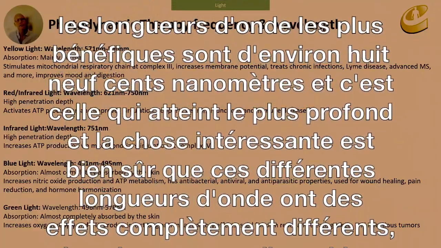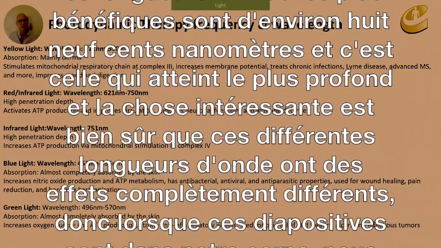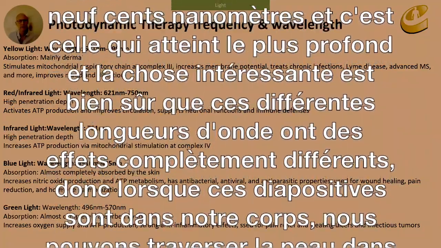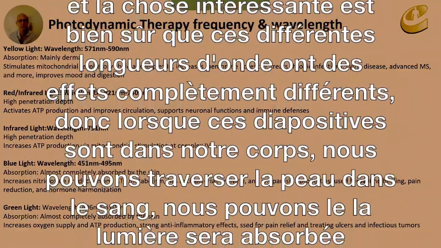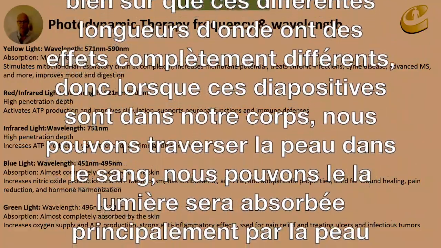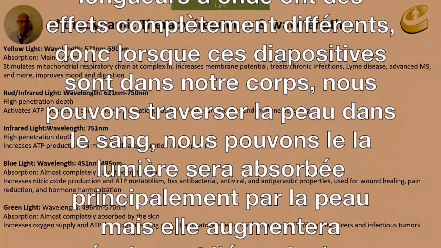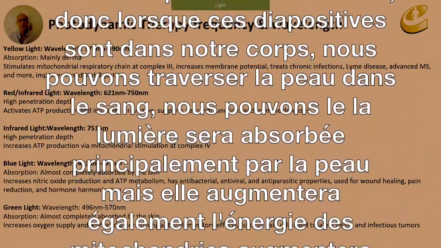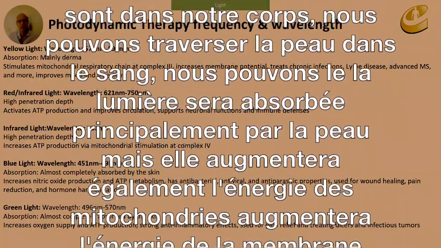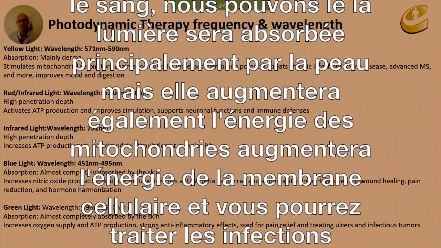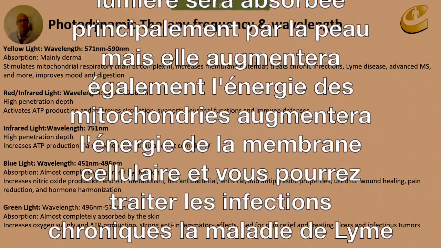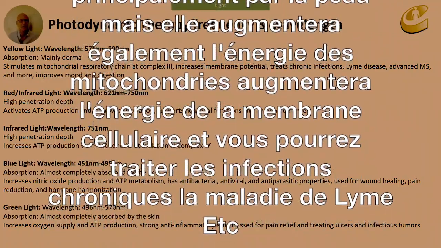And the interesting thing is, of course, these different wavelengths have completely different effects. So when these lights are in our body, we can get through the skin, in the blood. The light will be absorbed mainly by the skin, but it will also increase the energy of the mitochondria, increase the energy of the cell membrane, and you can treat chronic infections, Lyme disease, etc.